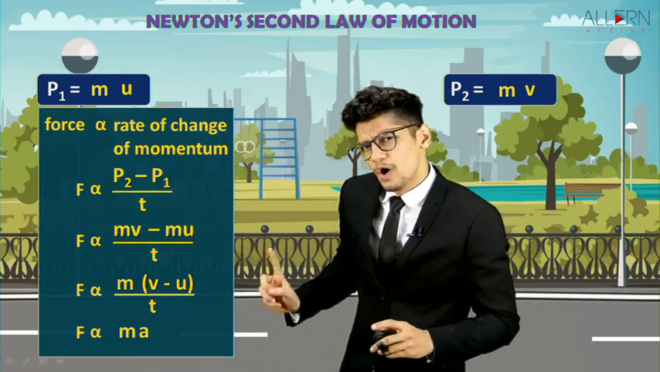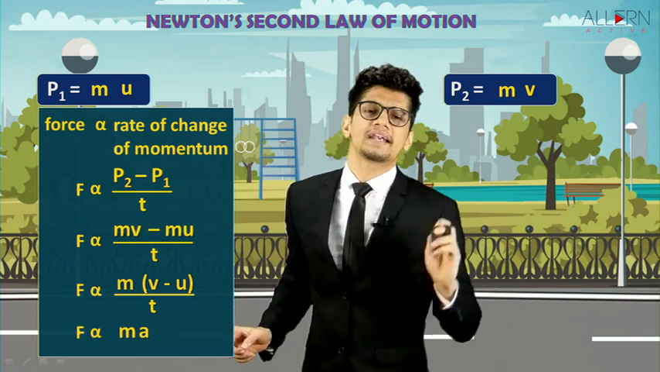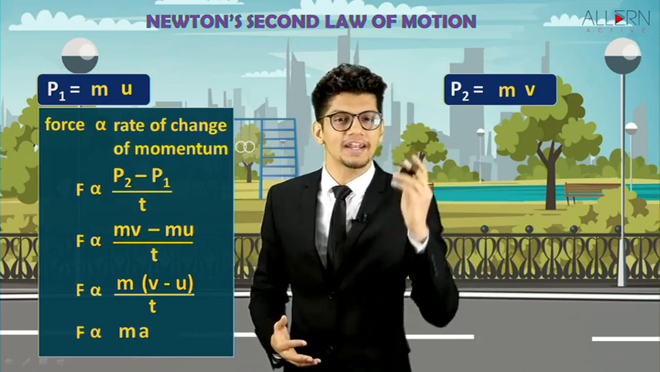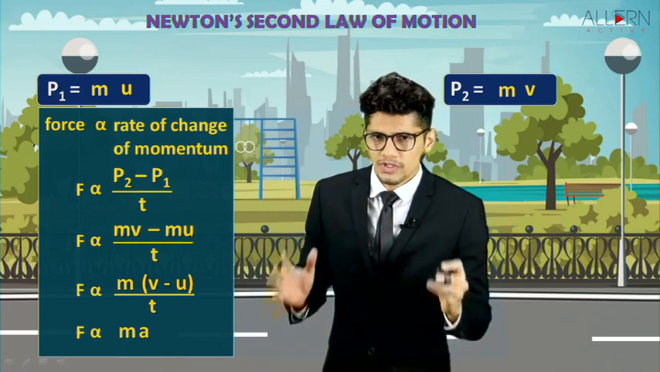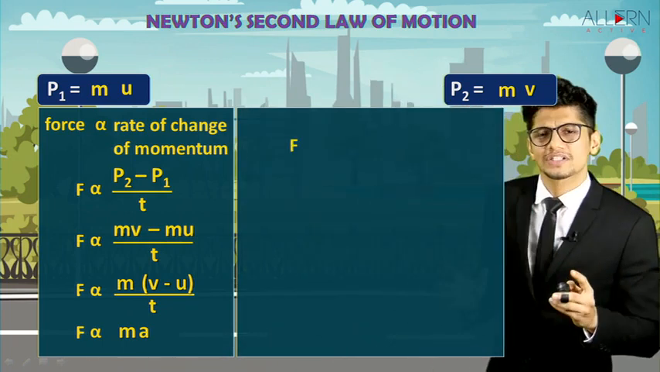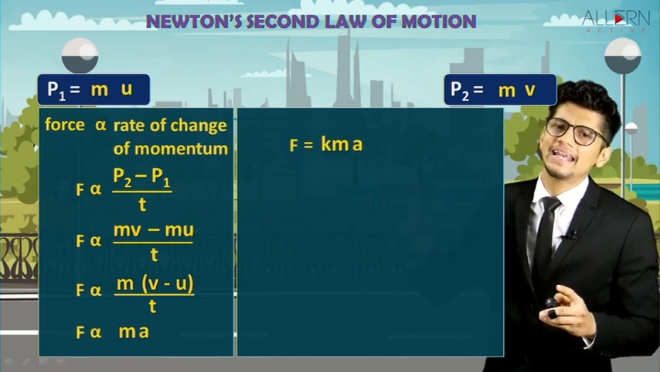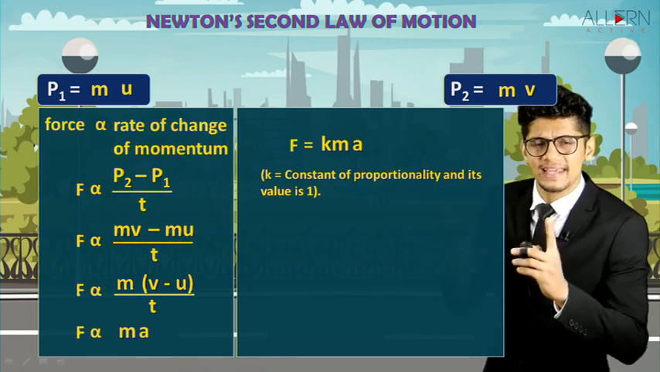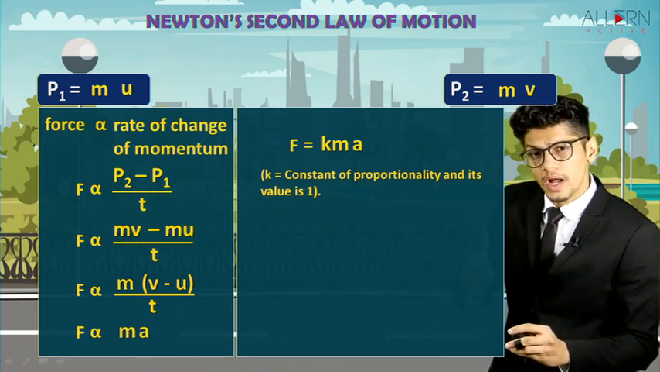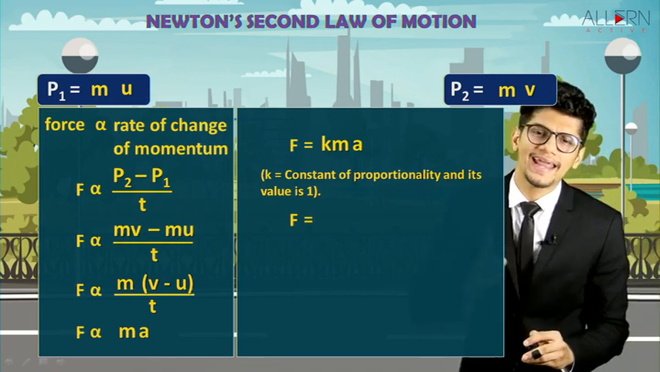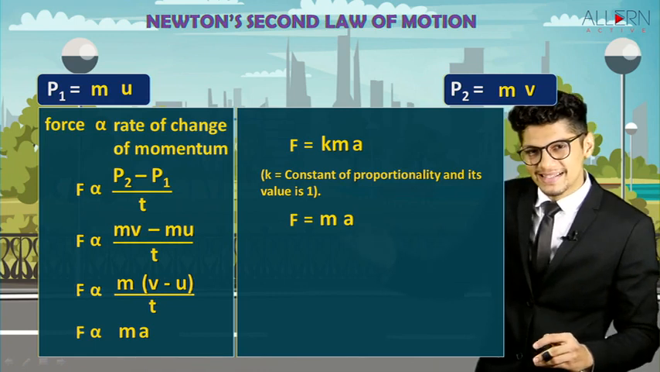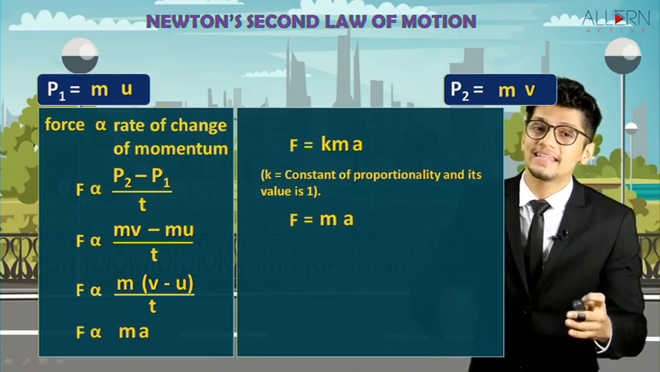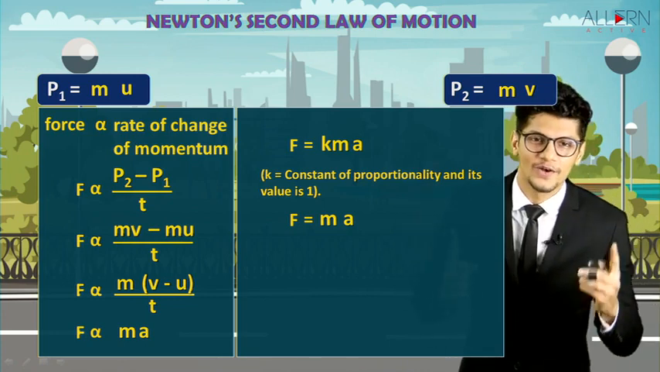Now we know that we cannot keep the proportionality sign. We have to remove the proportionality sign and put an equal to sign over there. But to remove the proportionality sign, we have to add a constant of proportionality. So here we'll insert a constant of proportionality, k. So we get k into m into a. Now we'll put the value of k as 1. So the constant of proportionality k will be 1, right? If k is 1, then 1 into m into a gives us m into a. So F is equal to ma is nothing but the formula of force as well as the equation of Newton's second law of motion.